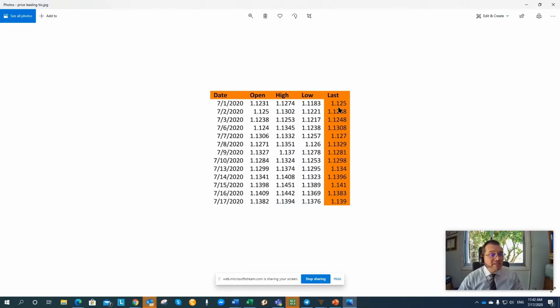This table tells us that on the 1st of July, the euro dollar closed at 1.125. And if we look at today's current price on the 17th of July, we can see it's 1.139. So is price, on our observations, higher or lower? Well, it's higher. And if we look throughout the course of the in-between, we can see that prices have made a steady trend going higher. So what is price telling us? It's telling us that price is moving higher, that the asset is going higher.